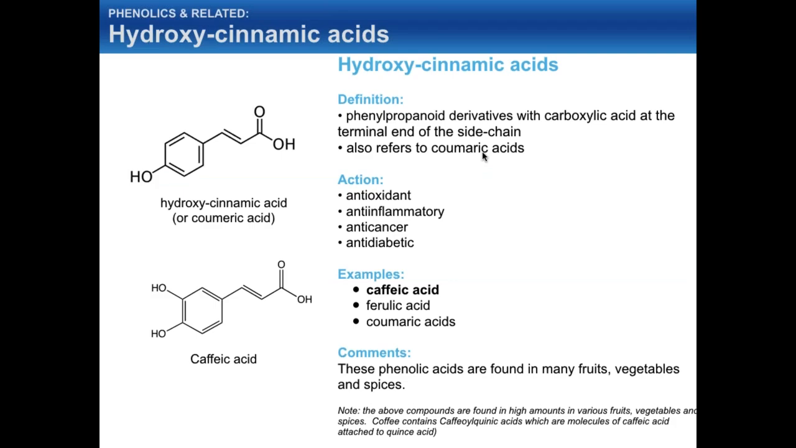So the next group of compounds are what are called the hydroxycinnamic acids. And probably the two most common ones are caffeic acid and coumaric acid. Another one is called ferulic acid. These are found in lots of different plants.